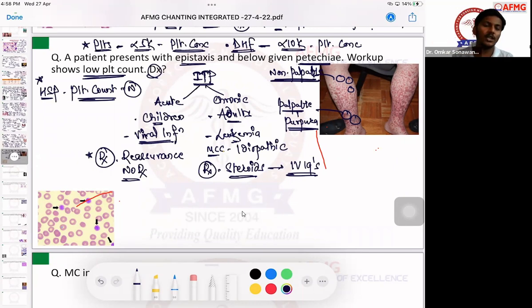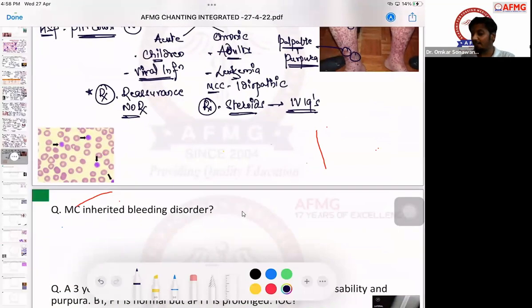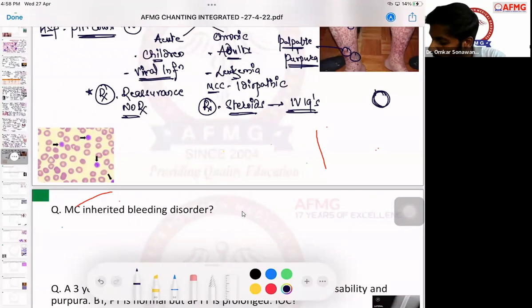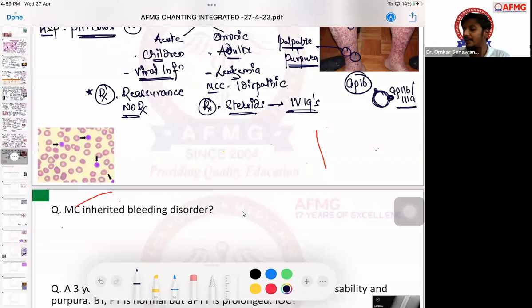So here we have spoken about the quantitative decrease in the platelet count. Now I'll talk about some qualitative defects in the platelets. Platelets have two receptors on the surface. One is the glycoprotein 1b receptor, and the other one is the glycoprotein 2b3a receptor.